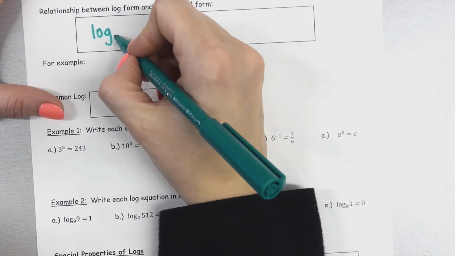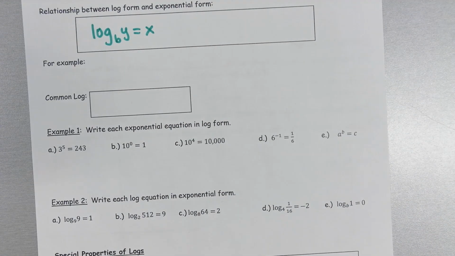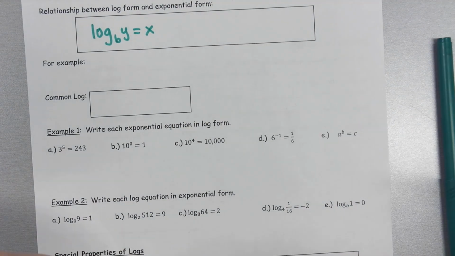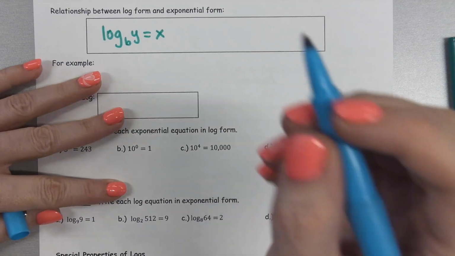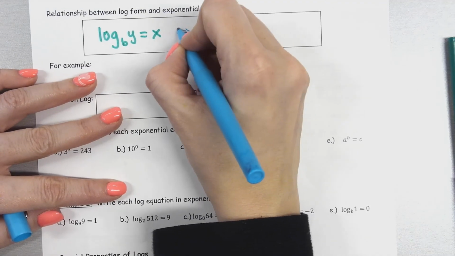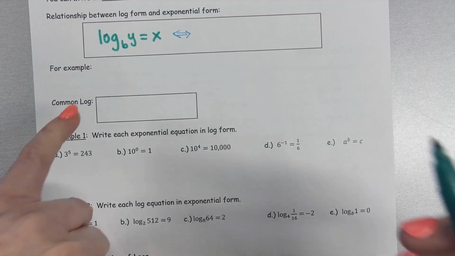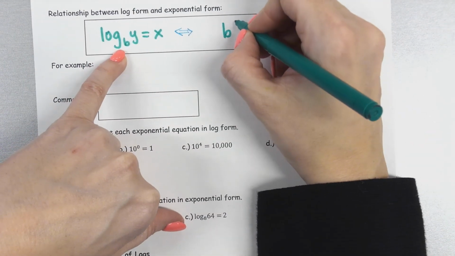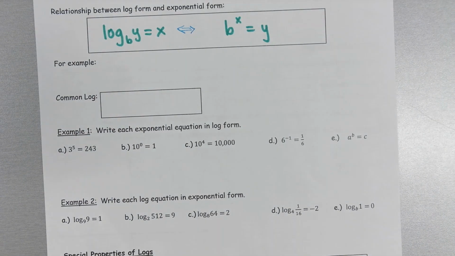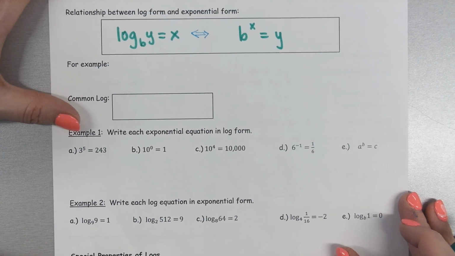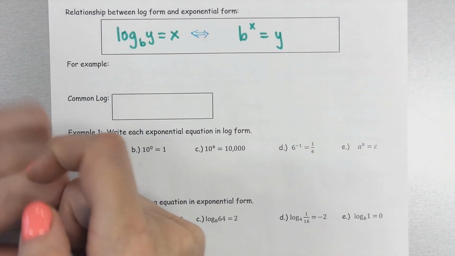So you have the log base b of y equal to x. Log base b of y is equal to x. And when you have that form, you can rewrite it in exponential form, which takes the same base, raises it to the power of x, and it is equal to the value of y. We're going to be writing those different forms down.